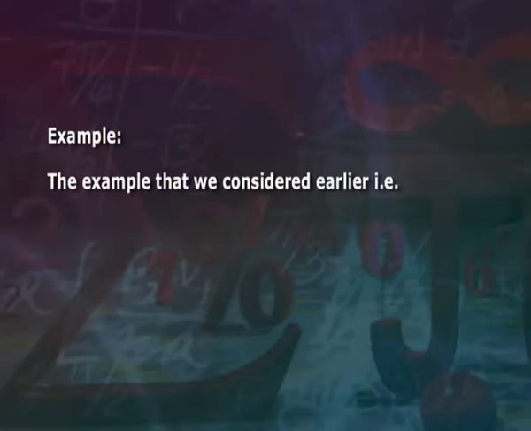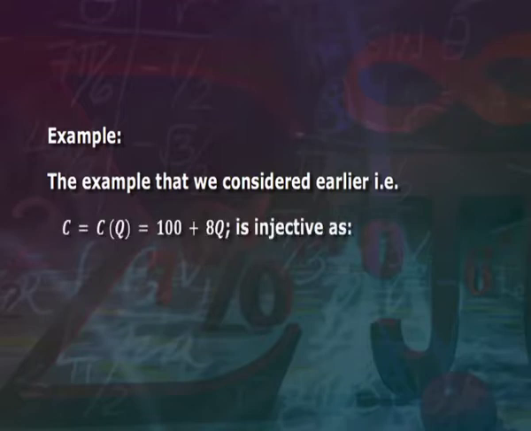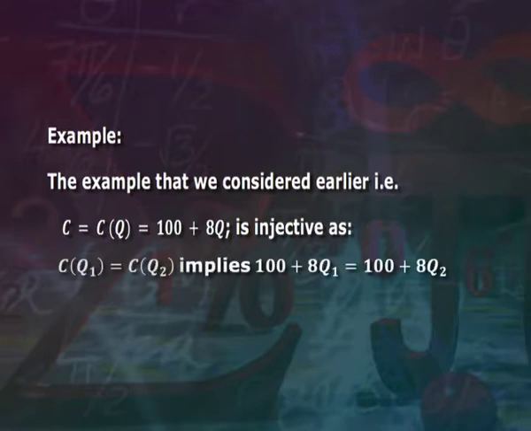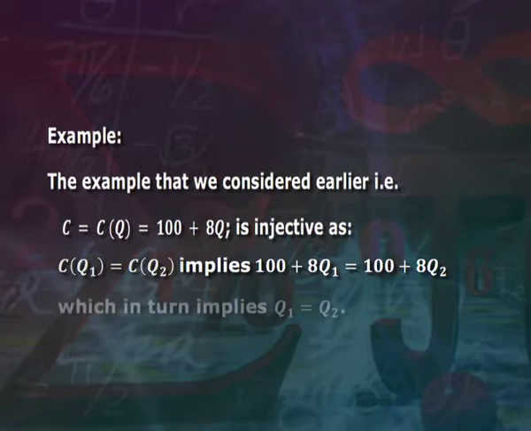The example that we considered earlier, that is C equal to C(q), which is equal to 100 plus 8q, is injective, as C(q1) equal to C(q2) implies 100 plus 8q1 is equal to 100 plus 8q2, which in turn implies q1 is equal to q2.